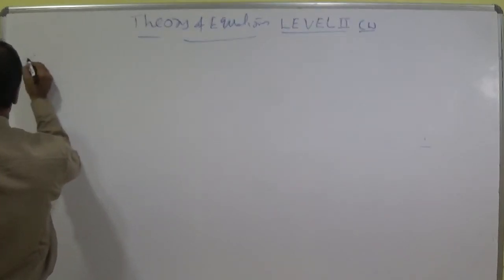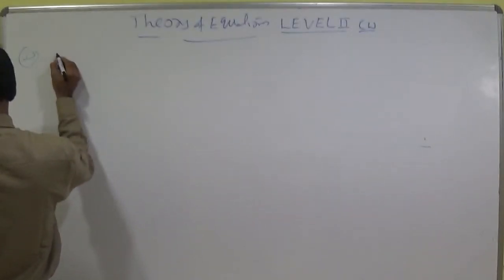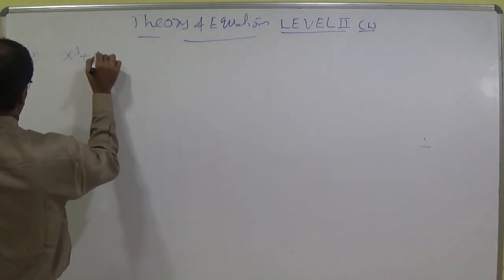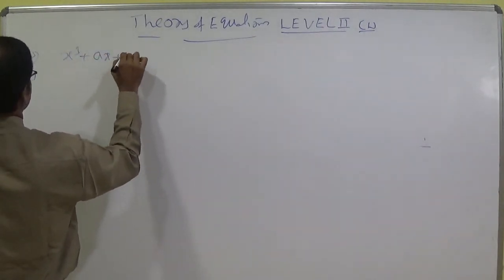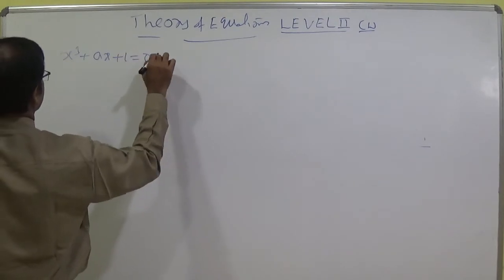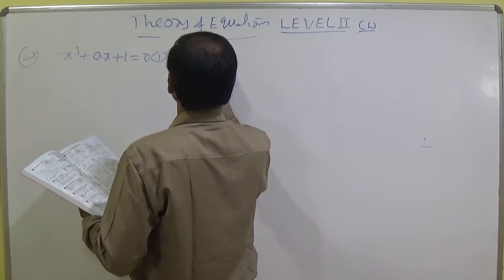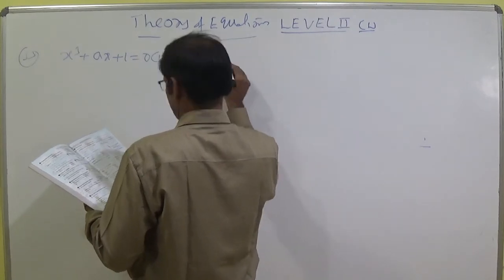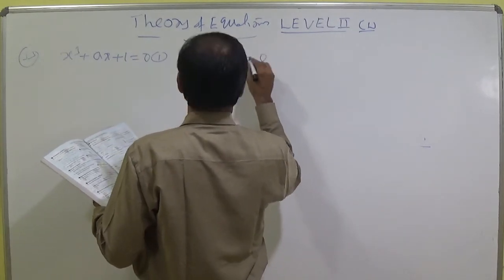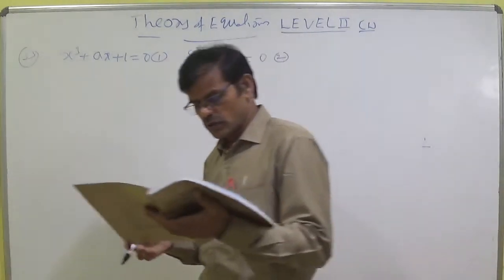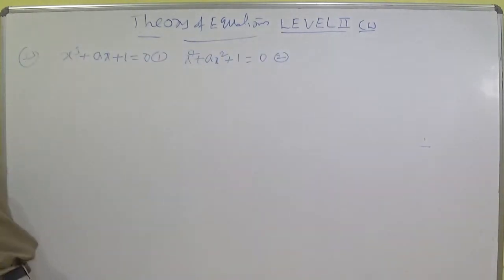33rd question. x cube plus ax plus 1 equal to 0, put as the first equation, and x power 4 plus ax square plus 1 equal to 0, put as the second equation. If they have a common root, then what is the value of a?